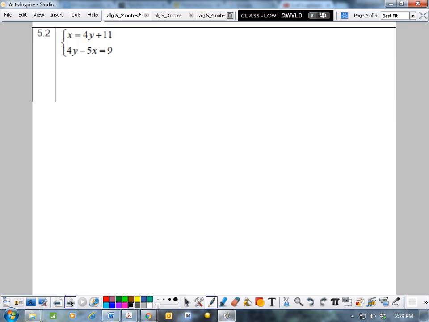Okay, let's try another. So now we're looking for x equals or y equals, and it looks like this time we have an x equals, so I circle my x's. Okay, what is my x equal to? So I'm going to go back. X is equal to 4y plus 11. So I put that highlighted portion right where that x is, and I'm going to work on rewriting this equation.